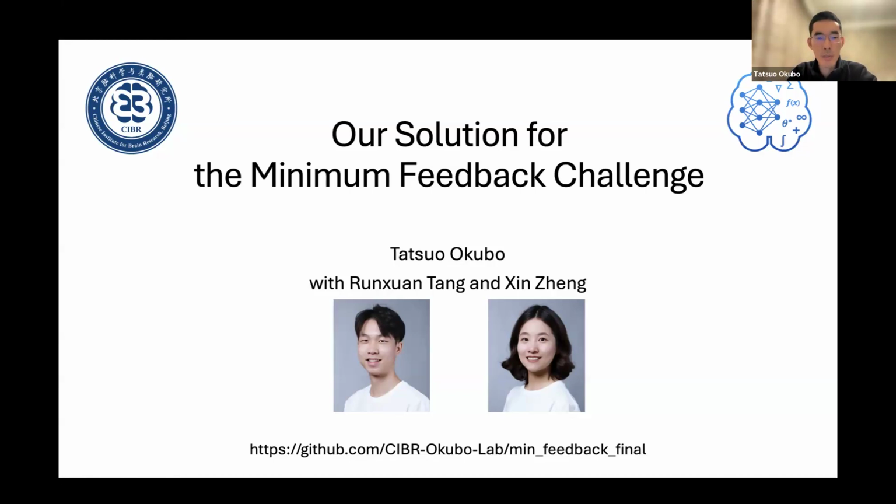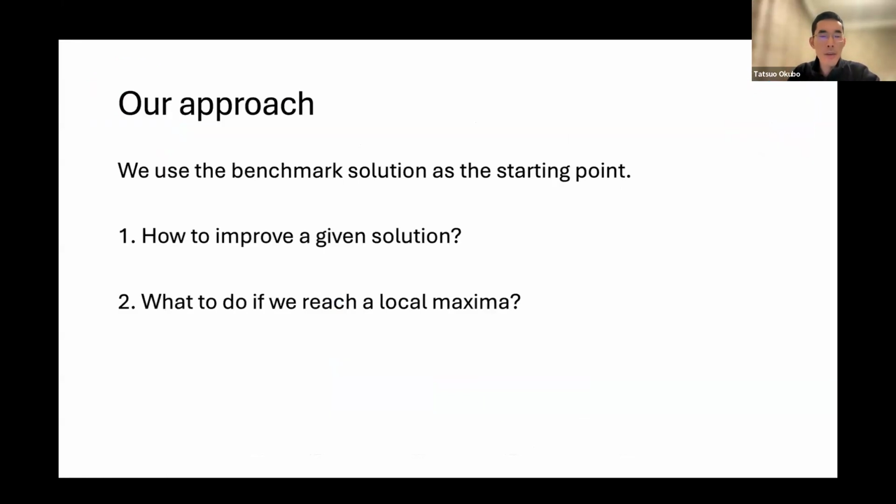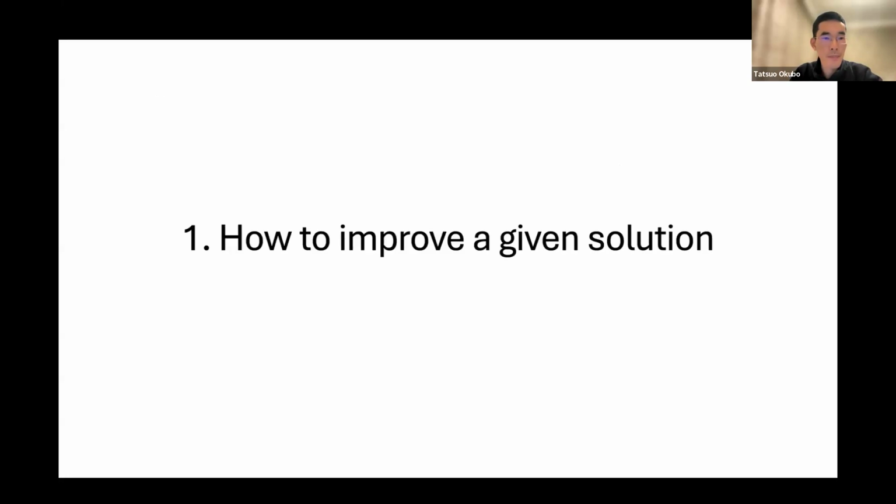So I'm Tatsuo Kubo, and I'd be happy to share our solutions for this challenge. This is the work that I did with Runxuan and Zhenxing in my group. All our code will be available at this GitHub repo if anybody's interested in the detail. Our approach was pretty simple: start from the benchmark solution as the starting point and try to improve it little by little. So the obvious question here is how to improve a given solution and what to do if we reach a local maxima. I'll try to answer these in my presentation.